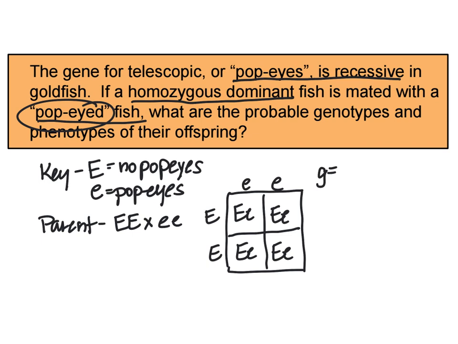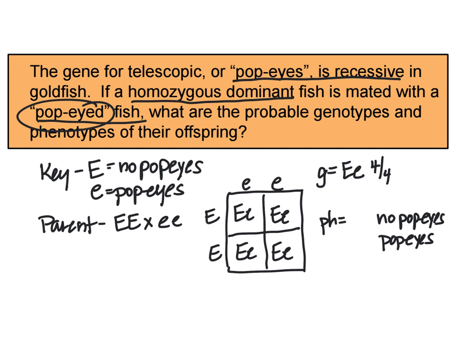So I'm going to start with my genotypes. I only have one genotype represented here, which is a big E, little e, and 4 out of 4 of my offspring are big E, little e. That means every single one of them is going to have that genotype. My phenotype, I have 2 possibilities. I have no pop eyes, and I have pop eyes.